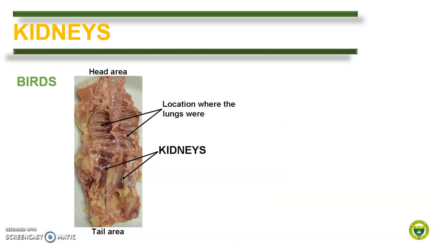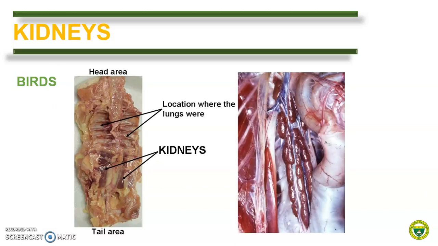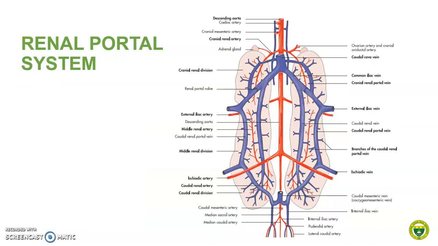In birds, the kidneys lie on the ventral surface of the synsacrum. It is divided into cranial, middle, and caudal lobes. Both renal pelvis and renal calyces are missing. Uniquely, birds possess a renal portal system in addition to the expected renal arterial blood supply and the renal venous return. The system consists of the cranial renal portal vein and the caudal renal portal vein.